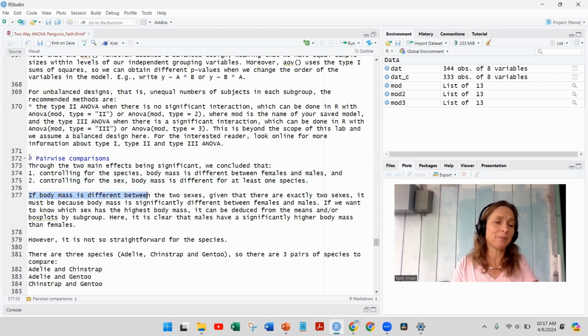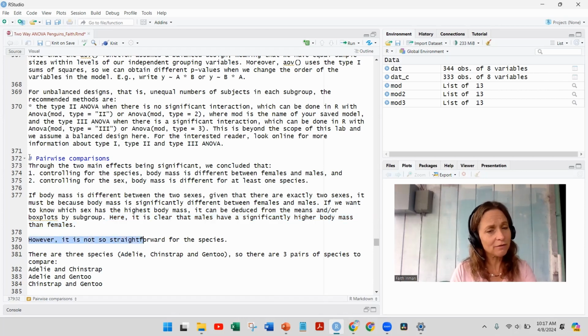If body mass is different between the two sexes, given that there are exactly two sexes, it must be because body mass is significantly different between females and males, right? But if we want to know which sex has the highest body mass, it can be deduced from the means and/or box plots by subgroup. That's pretty easy, right? It's clear that males have a significantly higher body mass than females, just looking at the plots and looking at the means.